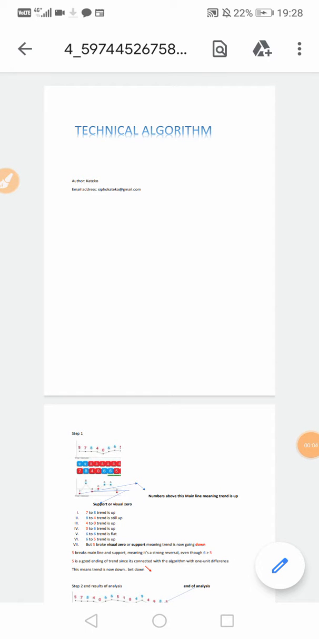Today we'll be discussing this book. For those who do not have this book, the book is already attached in the Telegram channel. You can just go check under files. You will find this book with the analyzer.